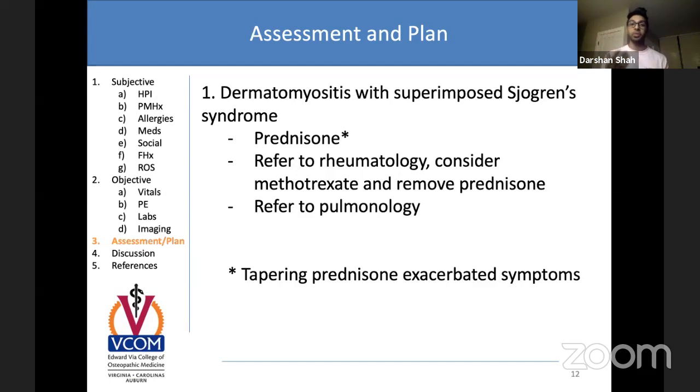But in this patient, when he was getting it tapered, his symptoms came back. So maybe this patient needs to be on a higher dose of steroids for a long time in his life. But again, we know that steroids decrease inflammation, but what they also do is decrease your immunity. So steroids are not always the best drug to use.